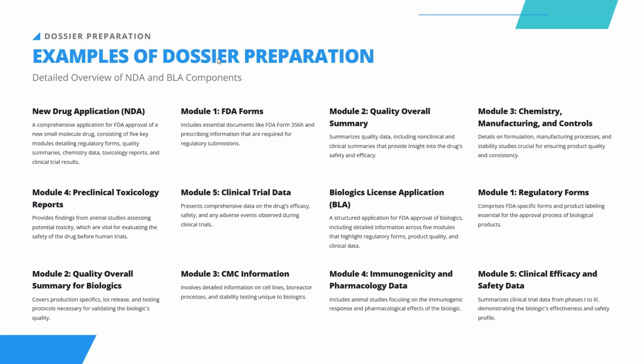But when we talk about a biologics license application, a structured application for FDA approval of biologics, including detailed information across all the 5 modules needs to be submitted, like regulatory forms, overall summary of biologics, the CMC information, immunogenicity and pharmacology data is important when you're submitting a biologics application, and lastly, clinical efficacy and safety data. Okay, so this is how you prepare a dossier. This is an overview of how a dossier is being prepared.